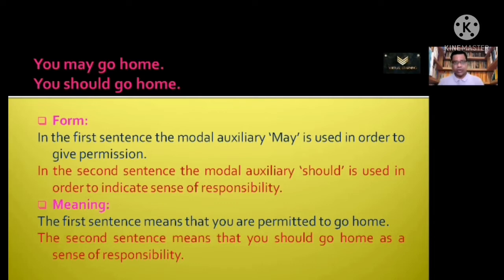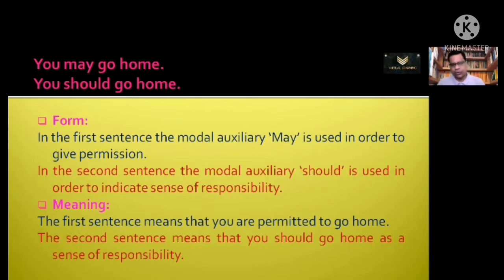When you say you may go home, it means you are permitted to go home. It means you are given the permission to go home. Whereas you have the second sentence, that means that you should go home as a sense of your responsibility. Probably you are already getting late, and this is not fair to be outside for long till late hours.